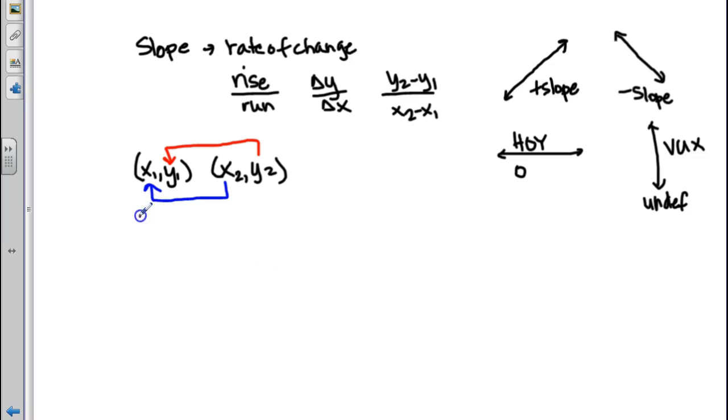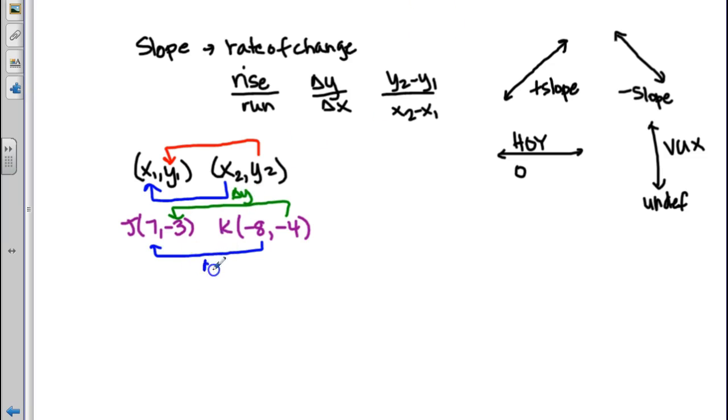All right, so let's practice on one of those before we move to some other practice type problems. So let's say that we have the ordered pair 7, -3, and this is J, and that K is -8, -4. All right, and they ask me to find the slope of the segment JK, or maybe the line that goes through those 2 points. It doesn't really matter. We're going to do change in Y over change in X.